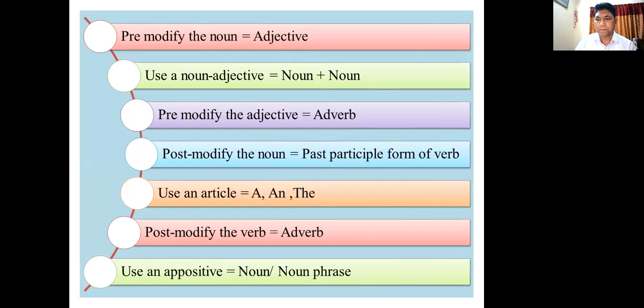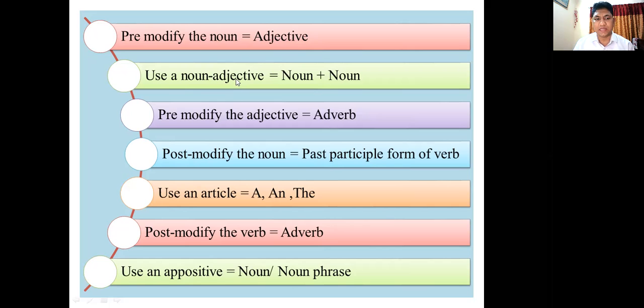You see, in the question paper, if you are asked to pre-modify the noun, listen to me, you have to use adjective. Your answer will be an adjective. You have to write a word that indicates adjective. Okay. Use a noun adjective.